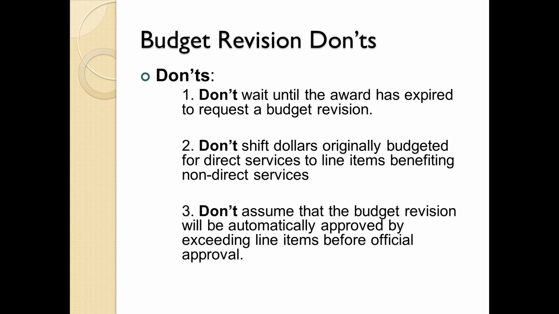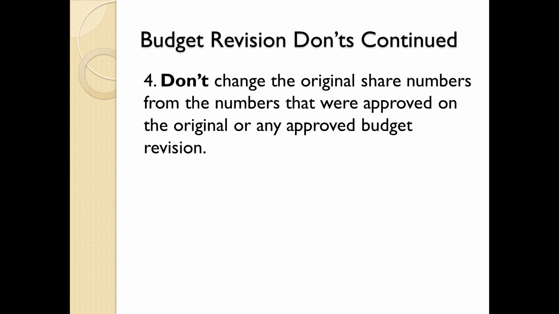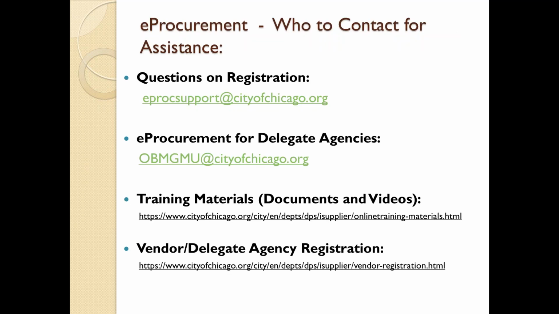Don't assume that a budget revision will automatically be approved by exceeding line items before official approval. Do a budget revision if you need to, and then don't change the original shares. Unless you've done a budget revision, the numbers should stay the same. And then we have some contacts here.